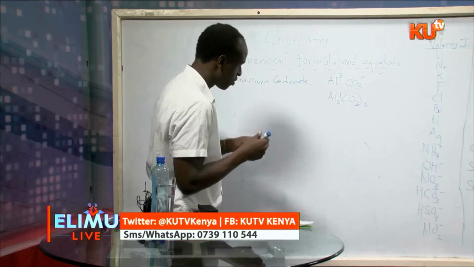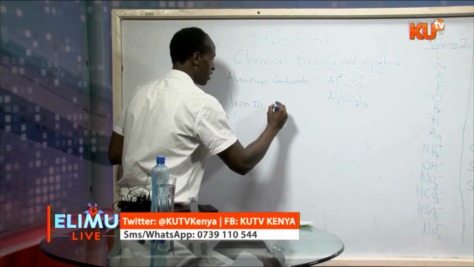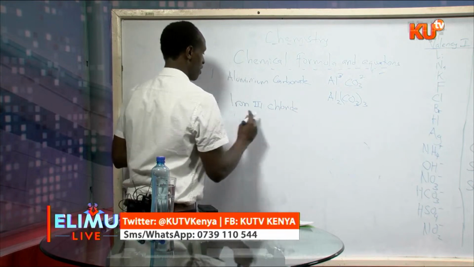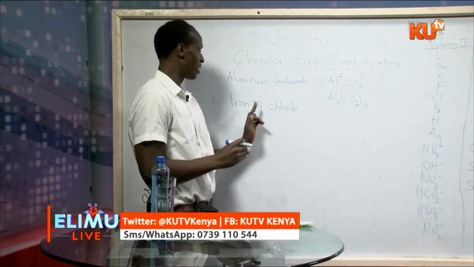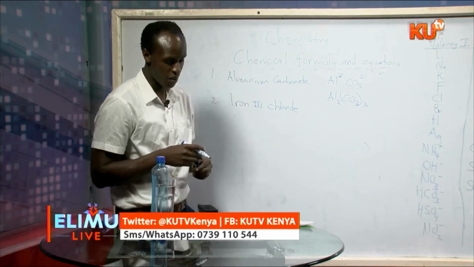So we'll write iron 3 chloride. Iron is Fe. This 3, remember, what does it tell you? It tells you the valency of iron.